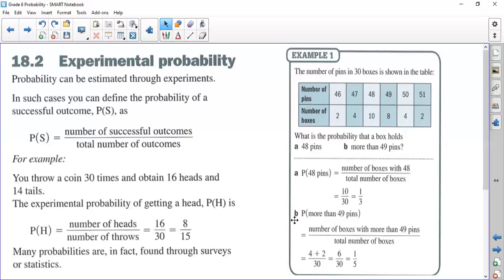Now we have to find the probability of more than 49 pins. More than 49 means 50 or 51. We have two possibilities. So the number of boxes which have 50 or 51 pins is 4 plus 2, 6. And the total number of boxes is 30. So 6 over 30, or 1 over 5, will be the probability of more than 49 pins.